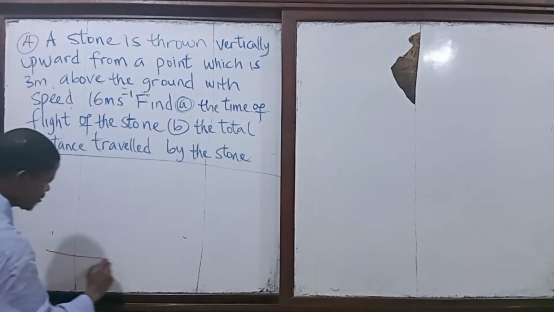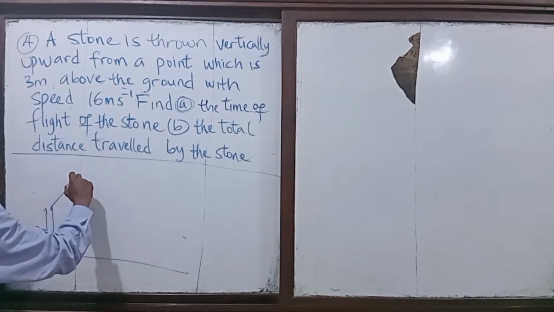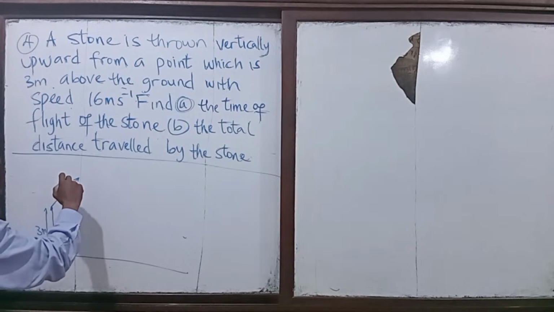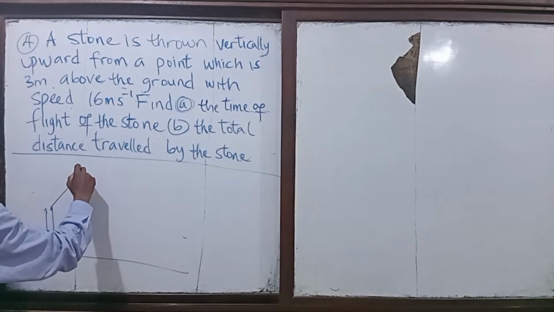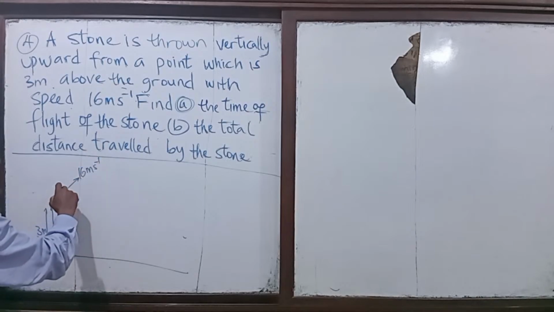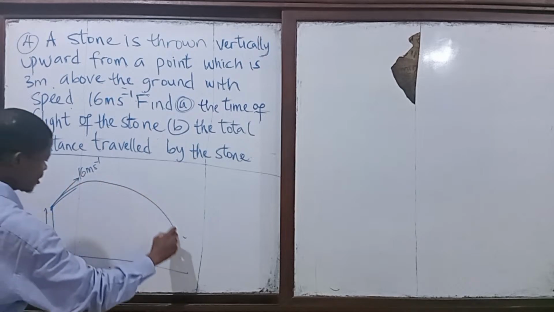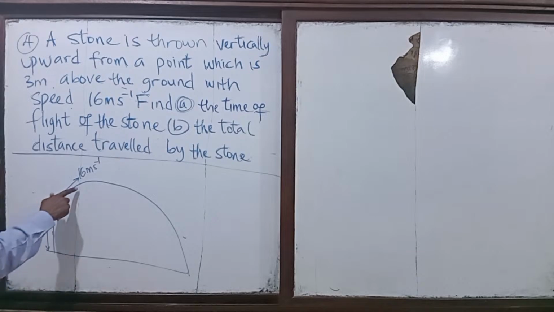3 meters above the ground. Let's say this is the ground surface, so this is my 3 meters from here to here. From here, a stone is thrown vertically upward with a speed of 16 meters per second. With this speed, it's going to follow that path.